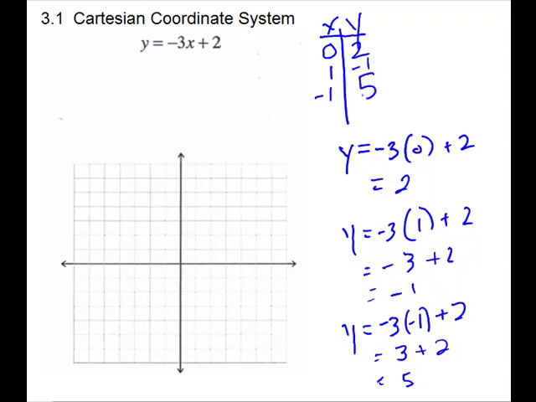Now we'll plot those and connect the graph. So 0, 2. So we start at 0, 0. We don't move over, but we move up 2. 1, -1. Go back to 0, 0. 1 on the x, -1 on the y. And back to 0, 0. -1 on the x and +5 on the y. 1, 2, 3, 4, 5. Those do line up, and we will connect the dots to make our line. And it's supposed to go right through those.